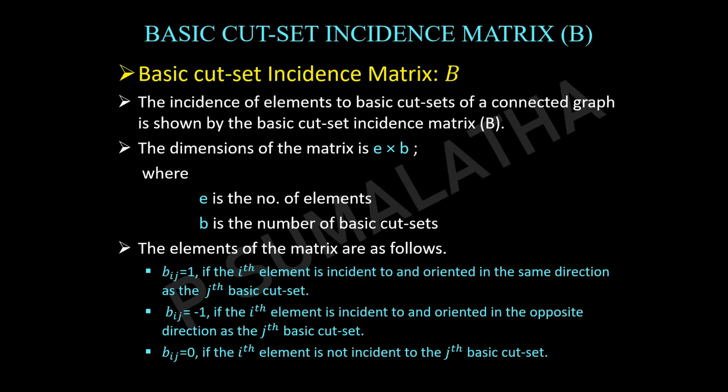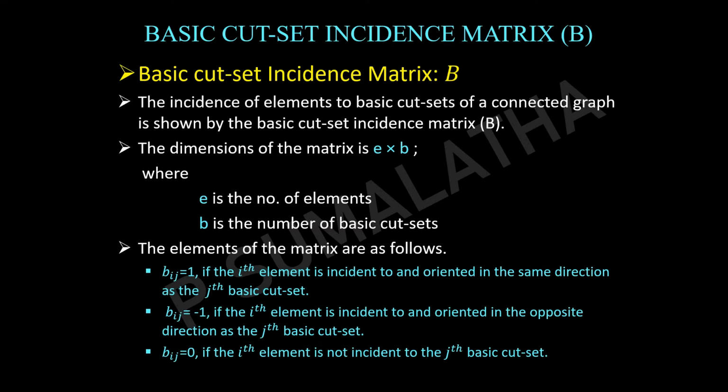How can we find the elements inside the matrix? That can be done by using the following three conditions. The matrix element value becomes 1 if the ith element is incident to, meaning connected to, and oriented in the same direction as the jth basic cutset. This definition I will repeat again once I explain the concept using a graph.